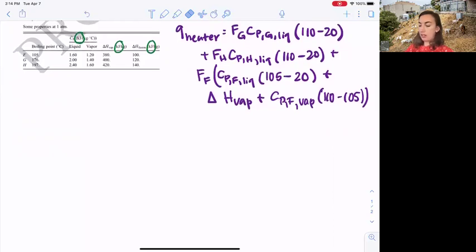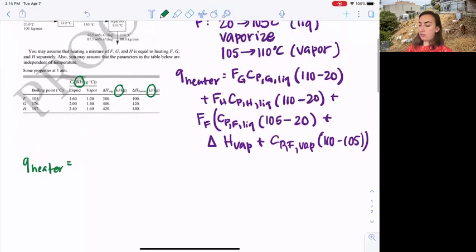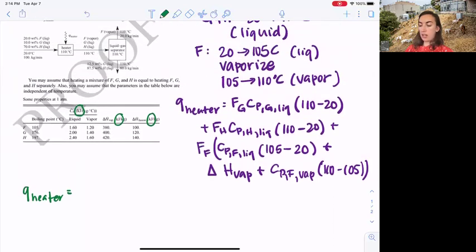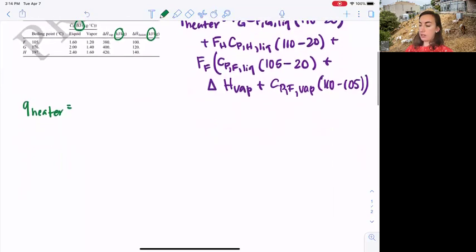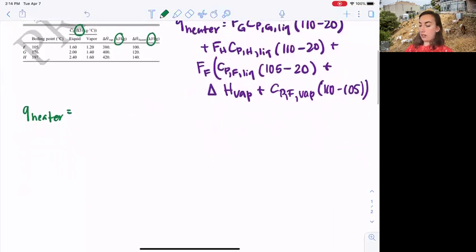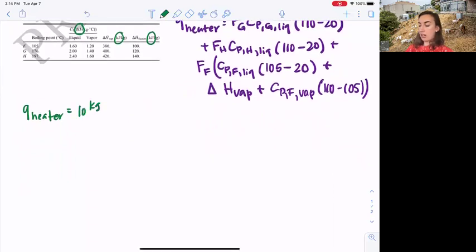So then Q heater, our flow rate of G, we can find up here. We have 10 weight percent G, and it's 100 kilograms per minute of our total stream. So that means our flow rate of G is 10 kilograms per minute. Our heat capacity of G as a liquid is here. So that is 2.0. And then we're going to multiply by 110 minus 20.